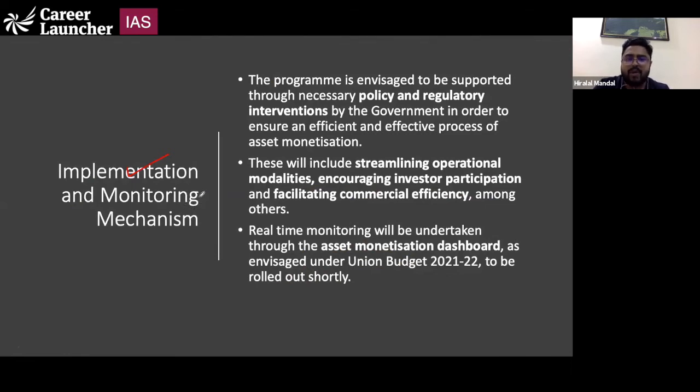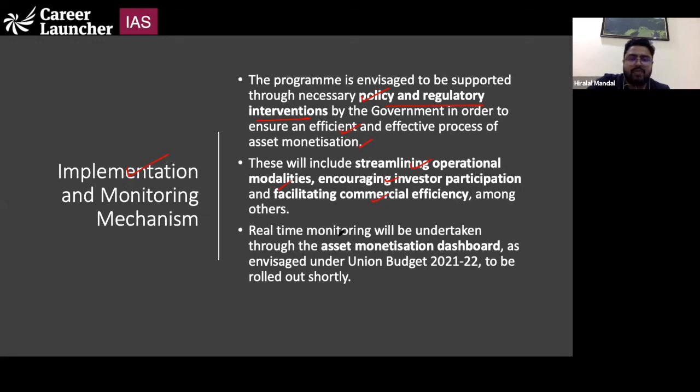One monitoring mechanism we have already looked at, but then the program also mentioned it clearly that various regulatory interventions will be done by the government of India at appropriate level. The modalities and the monetization dashboard has been planned in order to implement the various provisions of National Monetization Program and pipeline in a better way. So the program is envisaged to be supported through necessary policy and regulatory intervention by the government of India in order to ensure efficient and effective process of asset monetization. This includes streamlining operational modalities, encouraging investors' participation, and facilitating commercial efficiency.